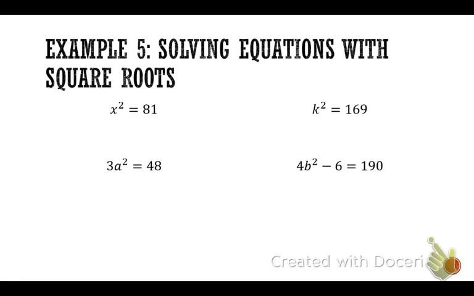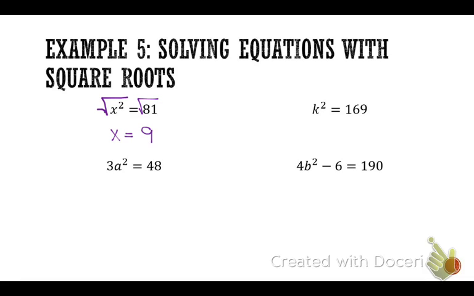Okay, so x squared equals 81. I have to get x by itself. When something is raised to the second power, like we see here, the inverse operation would be to take the square root. Once we take the square root, that cancels out the exponent. That's what we were just talking about in the last slide. But if I take the square root of one side, I must also take the square root of the other side. All right, and the square root of 81 is 9.